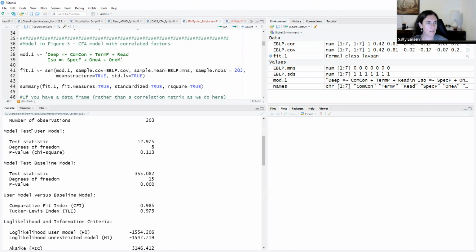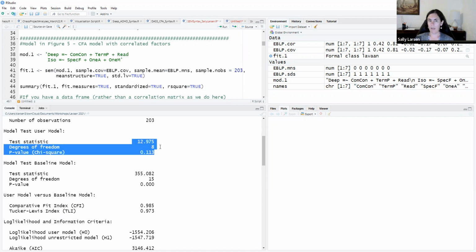So the first section here is the chi-square statistic. This is the degrees of freedom of the model, and that's the p-value of the chi-square statistic. What you're looking at for model fit is that your p-value is non-significant, because if it's significant, the model is too far a departure from what the data are. In this case, this is a really good example because the chi-square is non-significant. We've got 8 degrees of freedom and a chi-square of 12.975.